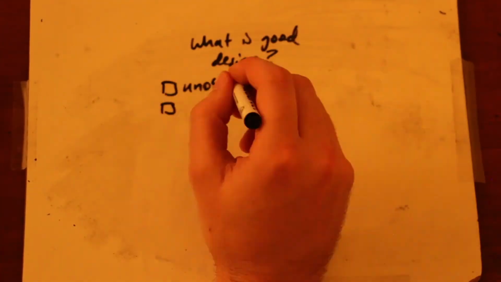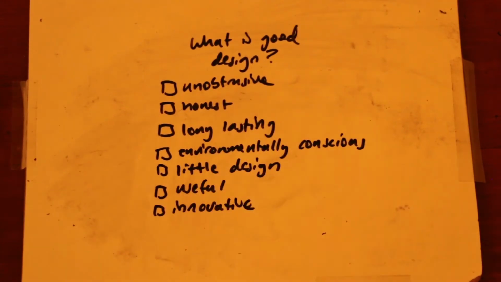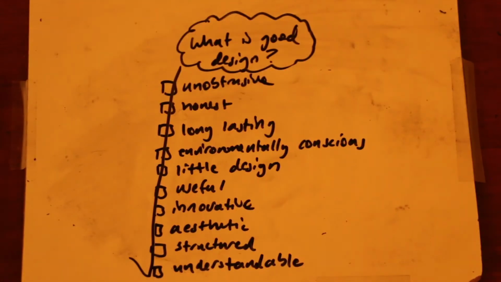So what is good design? Well, in a checklist, it's unobtrusive, it's honest, it's long-lasting, environmentally conscious, it has as little design as possible, it's useful, it's innovative, it has an aesthetic, it's structured, and it's understandable. Just check them off as you go along while designing anything.